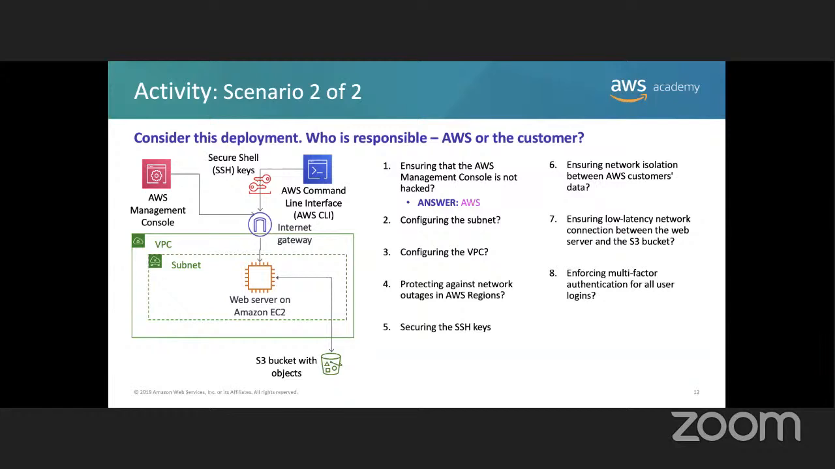Yes. Okay. Configure the subnet. Customer? But everything that has to do with the configuration of the network is mine. Configuring the VPC. Customer? The virtual private cloud is a network. The customer. Protecting against network outages in AWS regions. AWS. For sure. I'm not gonna care about that. I mean, I care about the outages in my house, not in AWS regions.